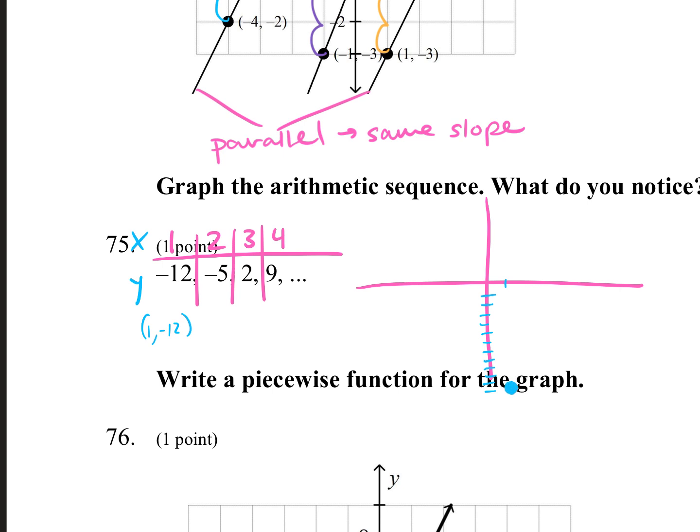What would my next point be? 2, negative 5. So I go to the right to 2 and down to negative 5. You have to graph this. Yeah. It's only 4 points, so it's not too bad. The next point would be 3, comma 2. So we go to the right 3 and up 2. And then the fourth point would be 4, 9. So we go to the right 4 and up 9.